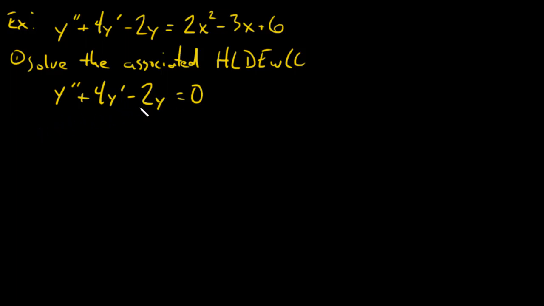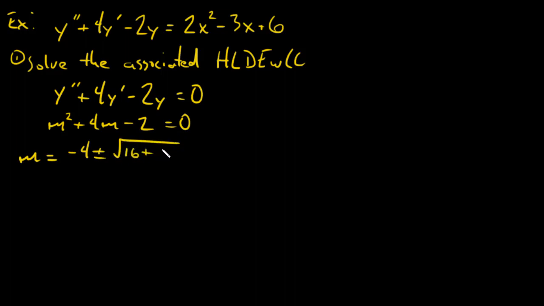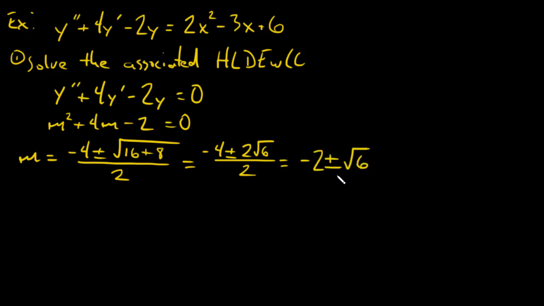Let's see, how would this work? I can't factor this, but I can set up a quadratic formula. I'm going to wind up with m squared plus 4m minus 2 equals 0. So m is equal to negative 4 plus or minus the square root of 16 plus 8, over 2. So this is going to be negative 4 plus or minus, it's going to be 24. I can pop a 4 out. That'll be 2 root 6 over 2, which is going to equal negative 2 plus or minus root 6.